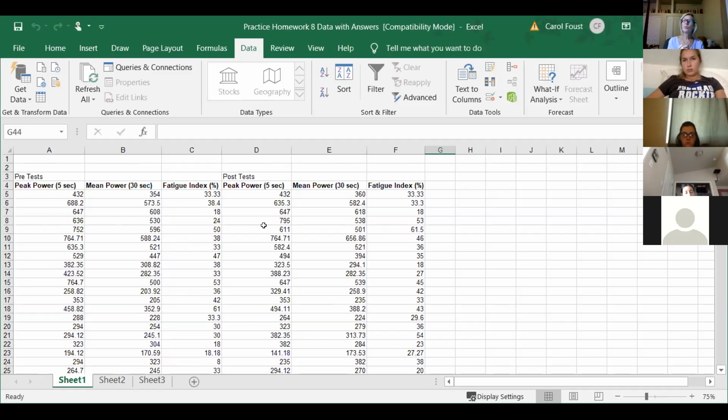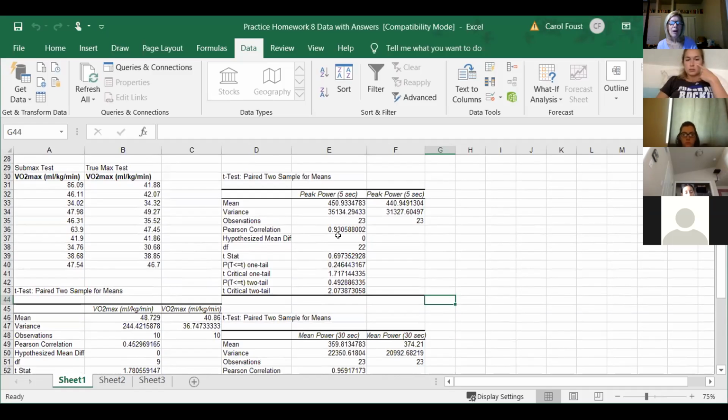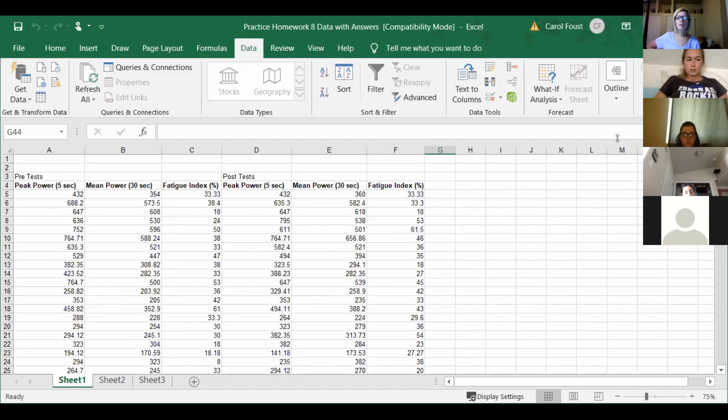But in this case, we're using this just to see if from one day to the next, does this Wingate test really do a good, reliable job of giving us the same measure over and over again? So is it reliable? In this case, voila, peak power was not different. The t critical was higher than the t stat. The probability was higher than 0.05, so there's no difference. The test is reliable.